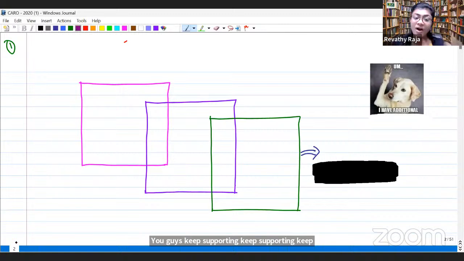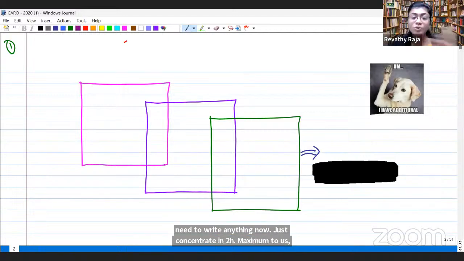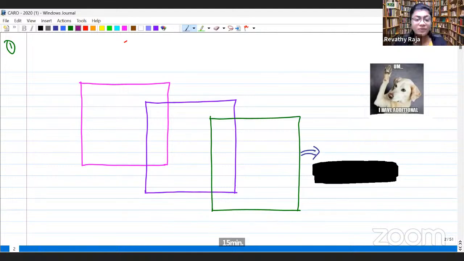CARO notes: after I finish the session, I will share the notes in the group and the channel. So full concentration only on what we are learning. No need to write anything now. Just concentrate for 2 hours, maximum 2 hours 15 minutes. Our target is to finish CARO. You should revise only after the session with respect to the topic CARO.